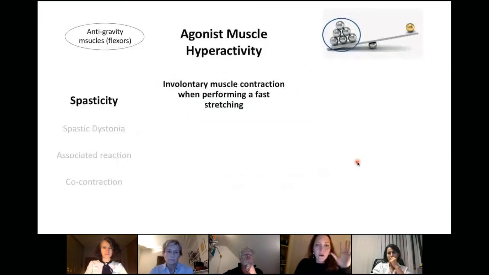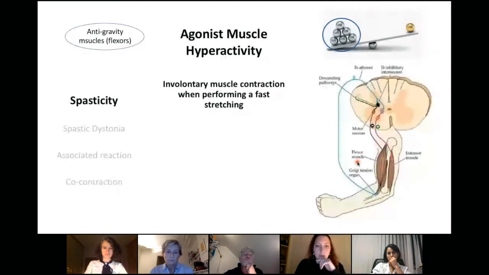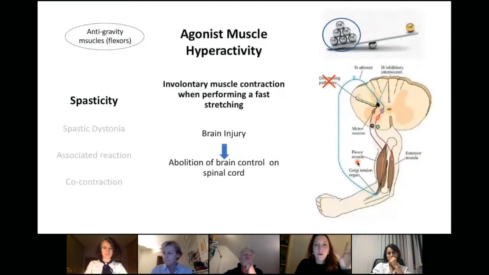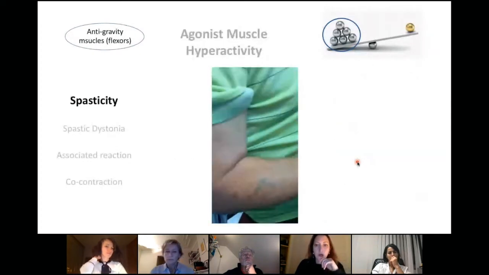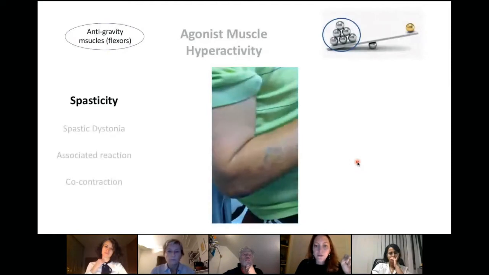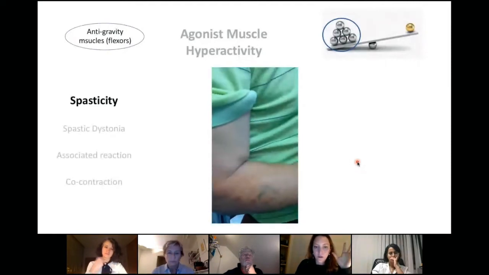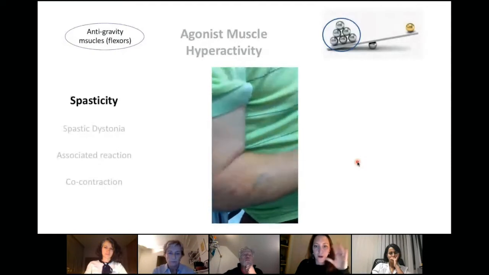So first, the agonist muscle hyperactivities, four principal types. One of the most famous is spasticity, which is an involuntary muscle contraction when performing a fast stretching. It is due, after a brain injury, to an abolition of brain control on the spinal cord, and this leads to a myotatic reflex hyperexcitability. So here's a video. When performing a fast stretching of the elbow flexors, you can see that there is an involuntary contraction of them and clonus.